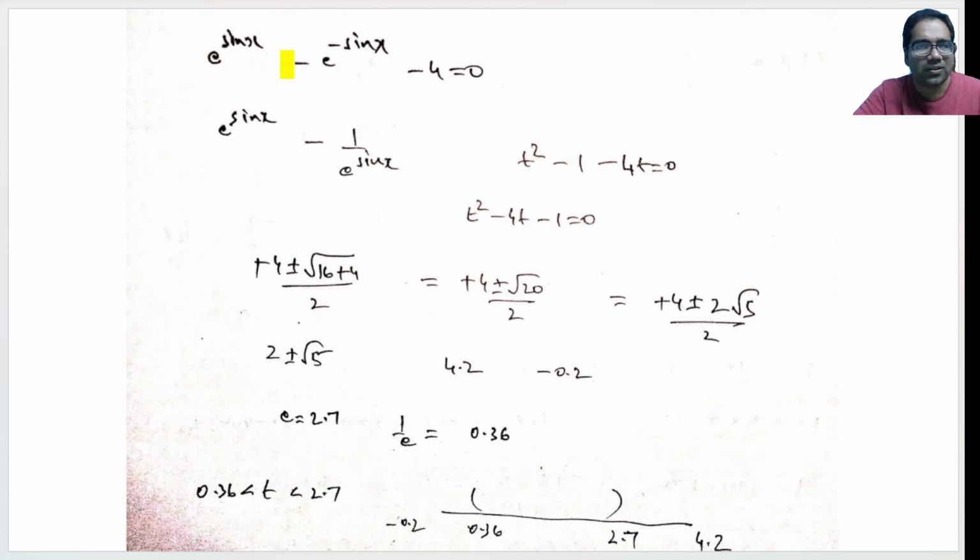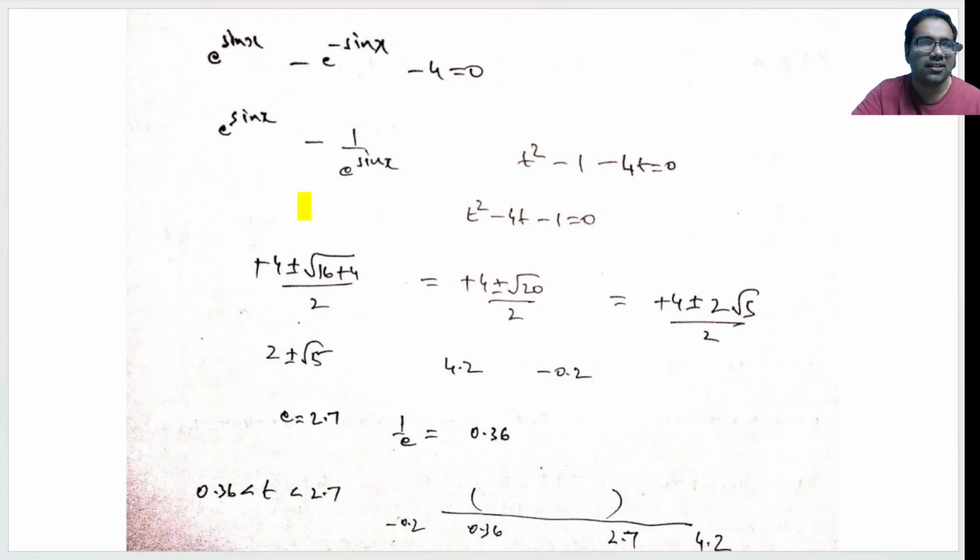e^(−1) is also 1 by e, that is roughly 1 by 2.7, which is roughly 0.36. So e^(sin x) can never become negative. The two roots that we have got, there is no x such that e^(sin x) is 4.2 or −0.2. So we don't have any real solutions. This is one way of solving.